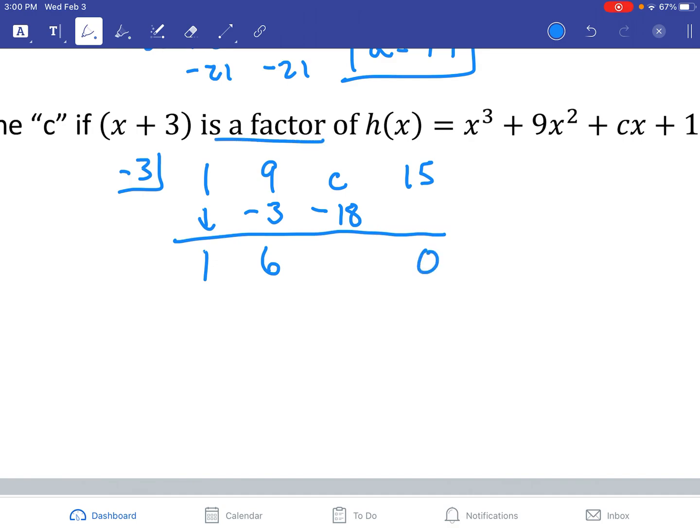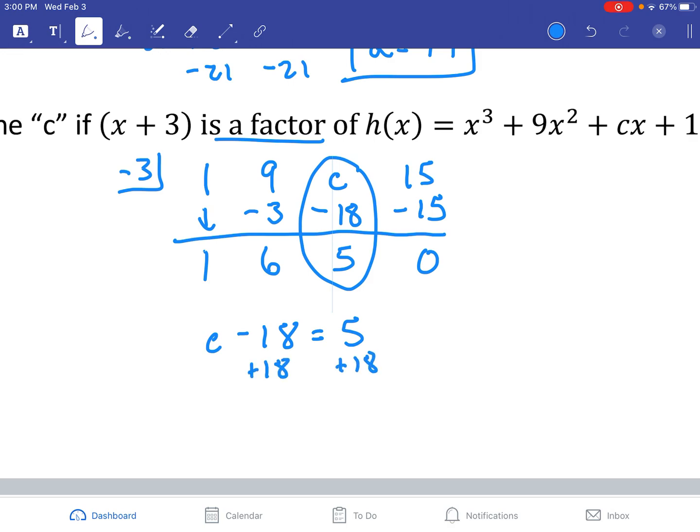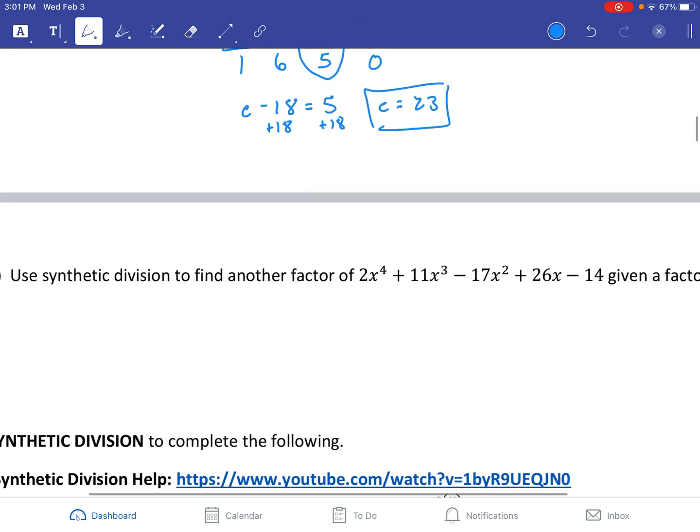This has to be 0 because it is a factor, which means this has to be negative 15. To get negative 15, we have to multiply something by negative 3, which would have been positive 5. So we have our equation is found in that column. C minus 18 equals 5. I'm going to add 18 to both sides. So C will equal 5 plus 18, which is 23. That's all you got to do. All right, moving on.